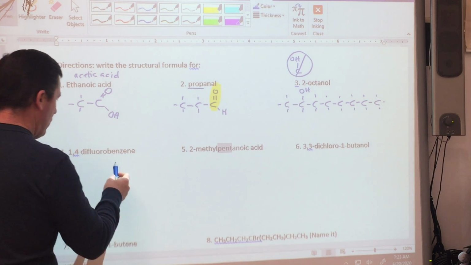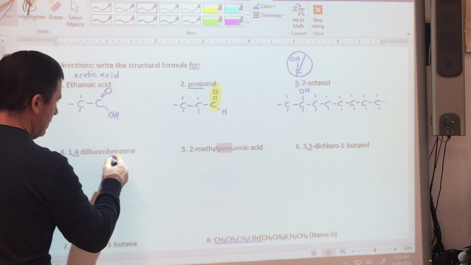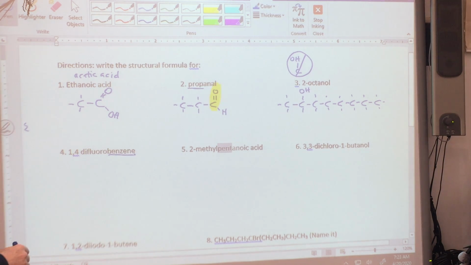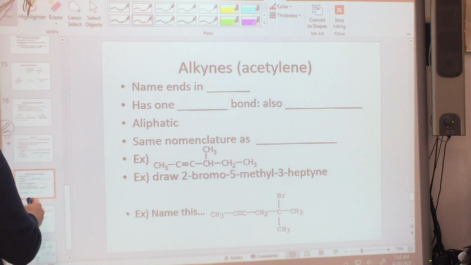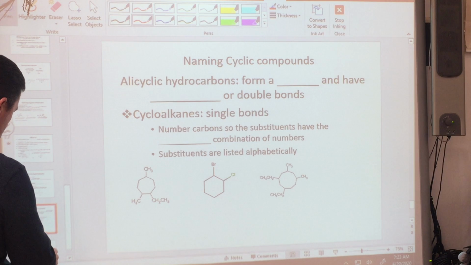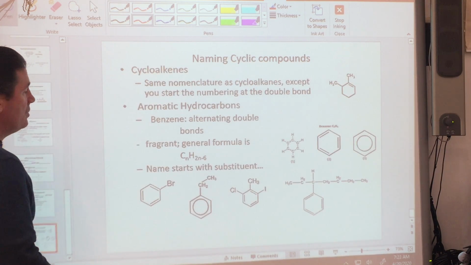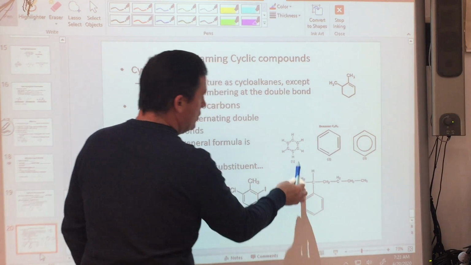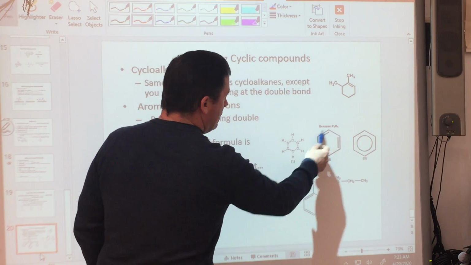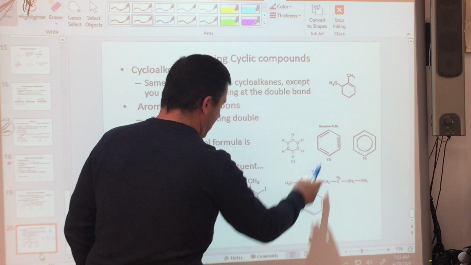Number 4, 1,4-difluorobenzene. Well, you're going to have to go back into your notes where it has benzene in there. Let's see if I still have it. Next one down. So this is in the note packet, and here is benzene. It can be shown in 3 different ways. Most typically it's shown like that.